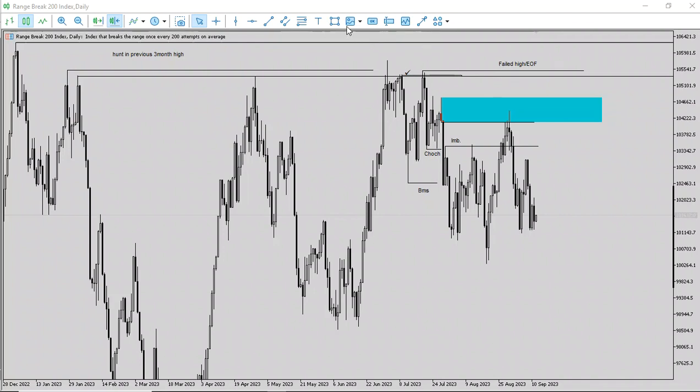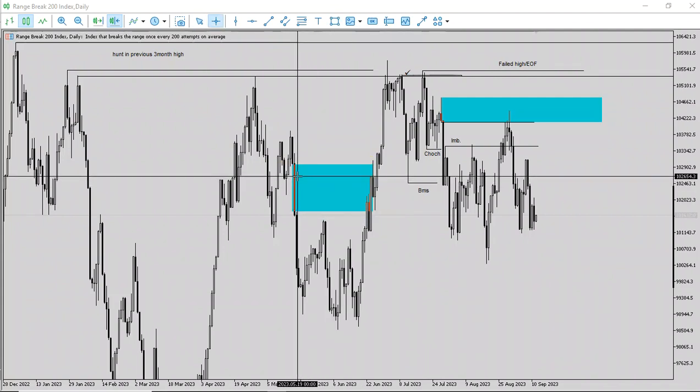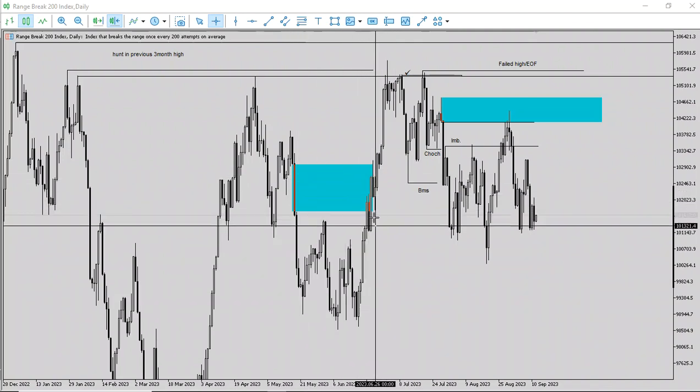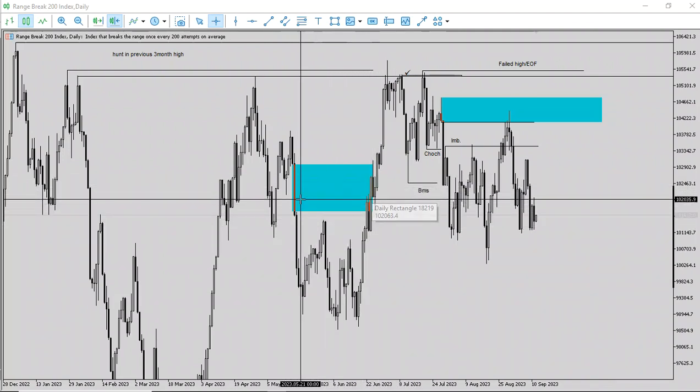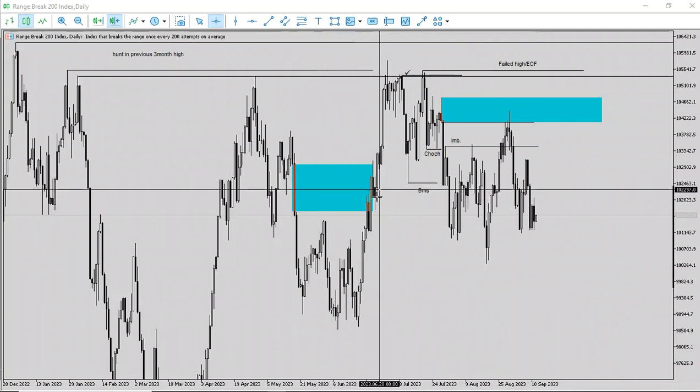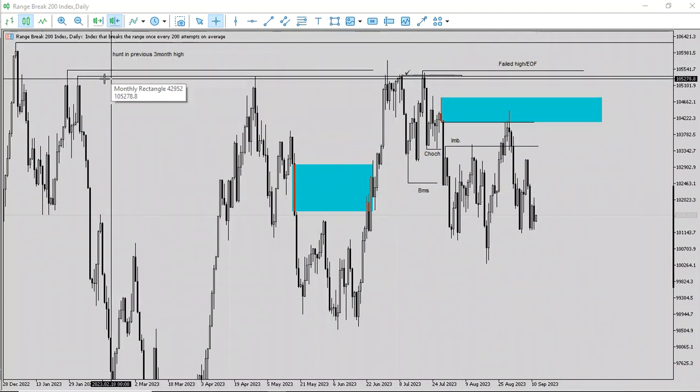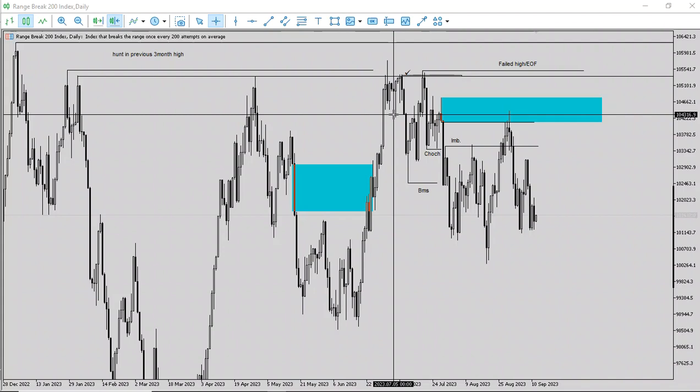Understood? For example, price came to this imbalance right here, and you can see while balancing the sell side, it quickly balanced the buy side, right? So it was balancing the two sides. So after that, it found its way up to be drawn to liquidity. All right.